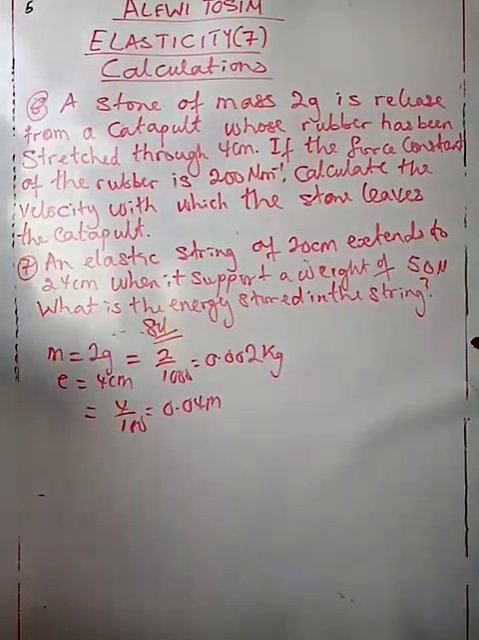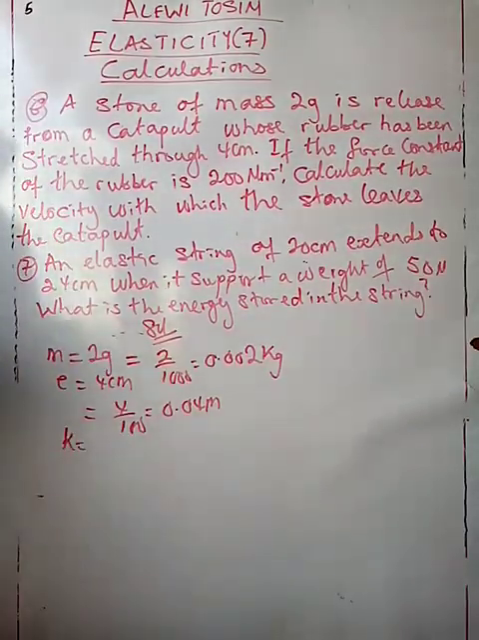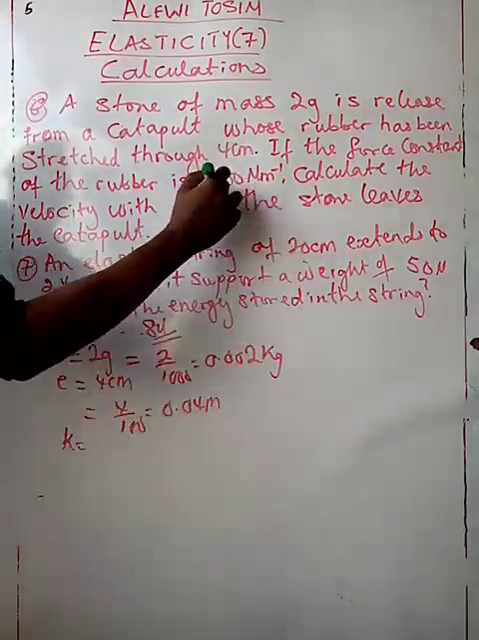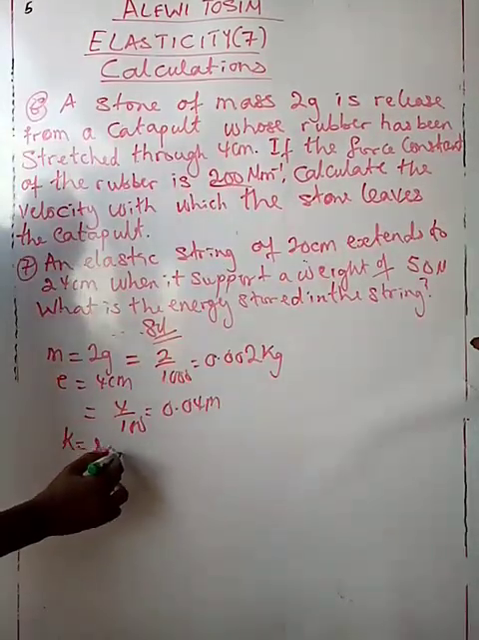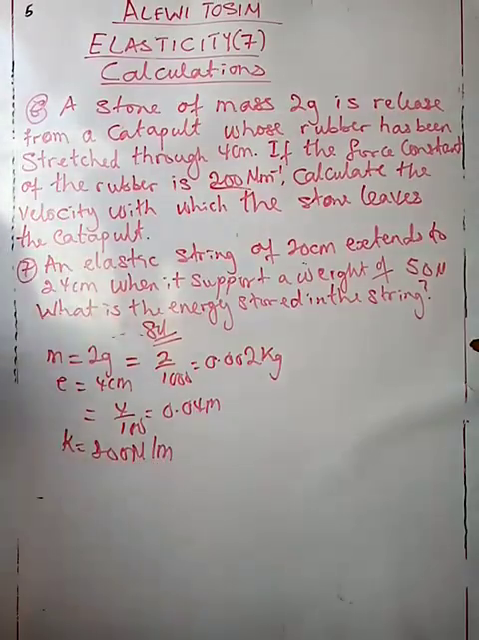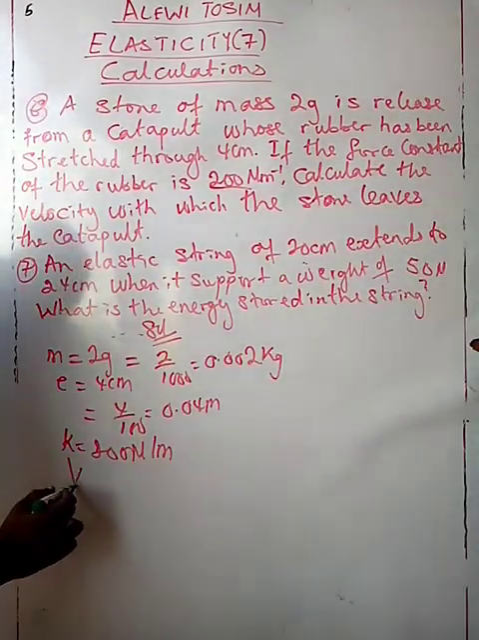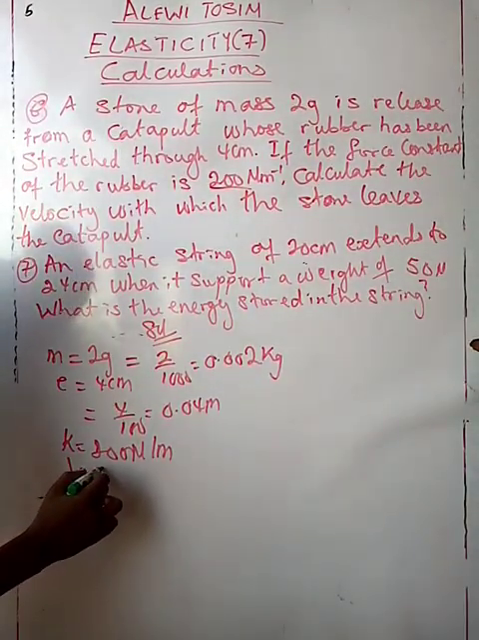Now let's continue. If the force constant, that is our k, here is 200 Newton per meter. That's the force constant. Now we have to calculate the velocity of the stone when it leaves the catapult. The velocity of the stone when it leaves the catapult, that is v.